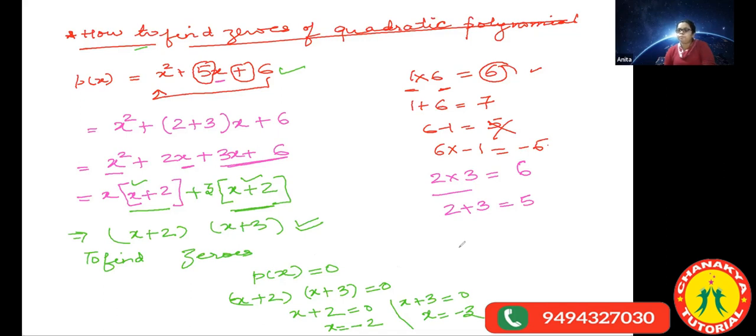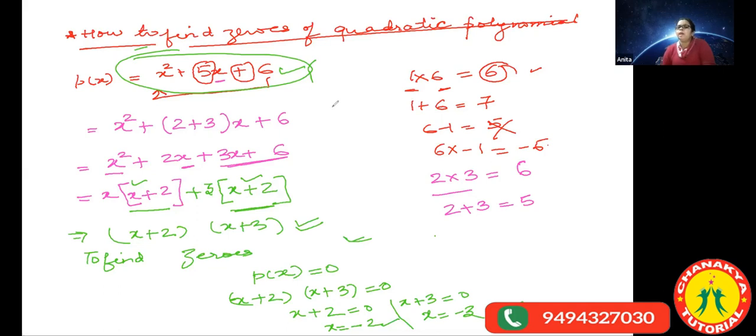Ma'am, will you tell the verification? What are you saying, Gagandeep? Ma'am, after splitting the term, we will do verification, right? Yes. Now after finding these zeros, minus 2 and minus 3, you can check your answer also for verification. You can put this value of minus 2 and minus 3 in this polynomial. If it is equal to 0, that means your zeros are correct.